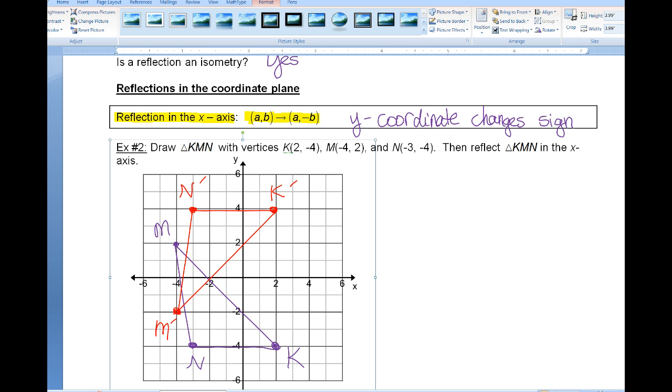What a reflection means is, if I were to take my paper and fold it along the line of reflection, in this example along the x-axis, what would happen with our two shapes? They would overlap. They would basically connect. So like these two would match up. We call that a mapping. It would map onto itself. Okay?